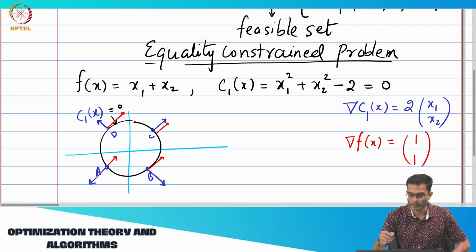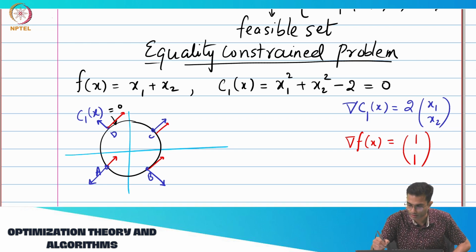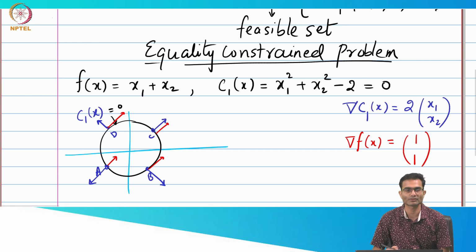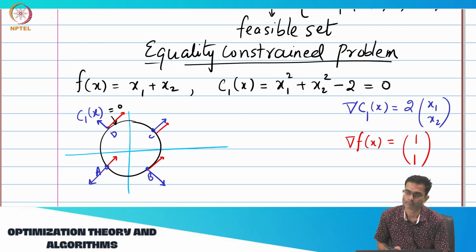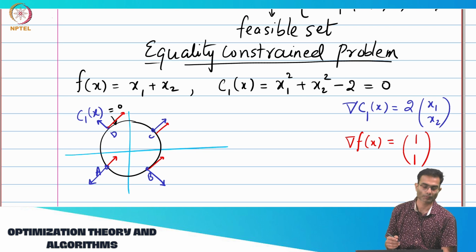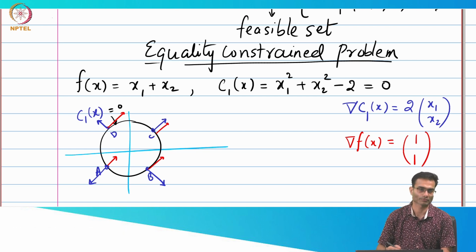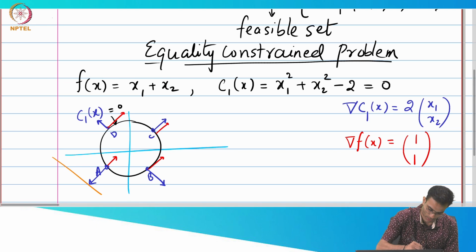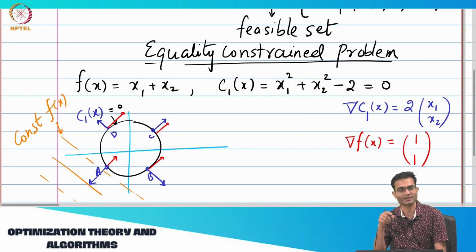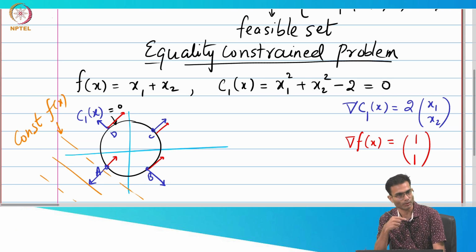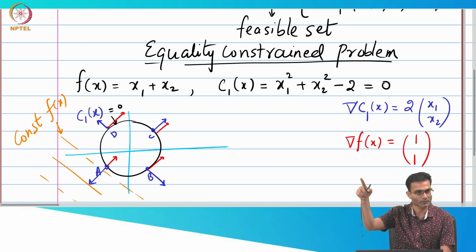Okay. Then the other thing is what are the contours of constant f of x? So this is very simple to see. What are the contours? Straight lines, parallel lines with a slope of minus 45 degrees, you can say. So these are the contours of constant f of x. Okay, and which way is f of x increasing? Towards the top right or bottom left? It's increasing towards the top right.